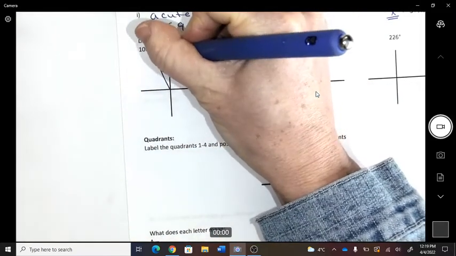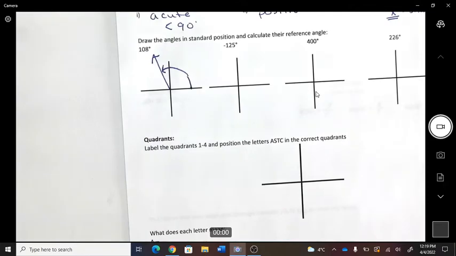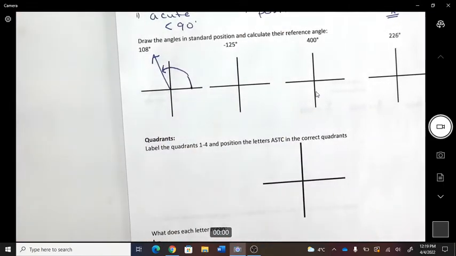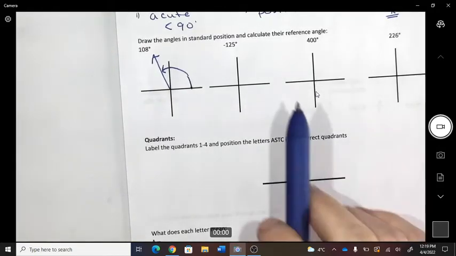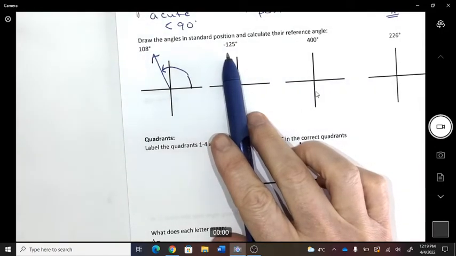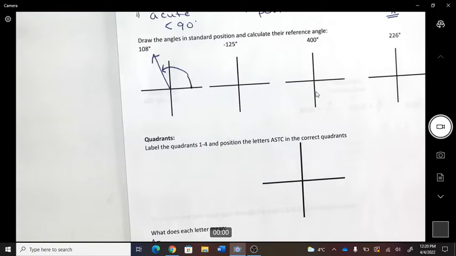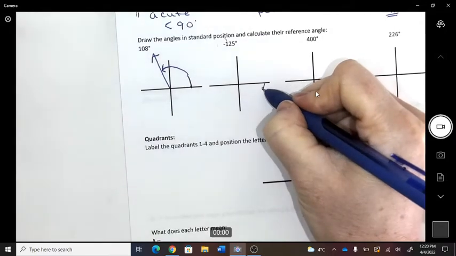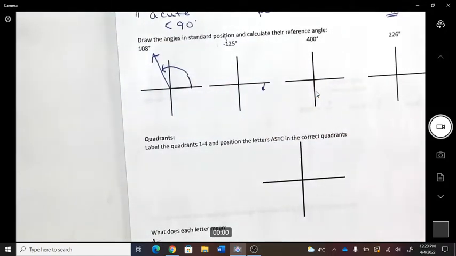And then I'm going to draw it kind of like a minute hand to show you that that hand rotated like that. Okay, next, we're going to get the reference angle, but I'll go back. Let's just draw these four. So negative 125. What do you think I'm going to do different on this drawing because of the negative symbol? I'm going to rotate this direction.